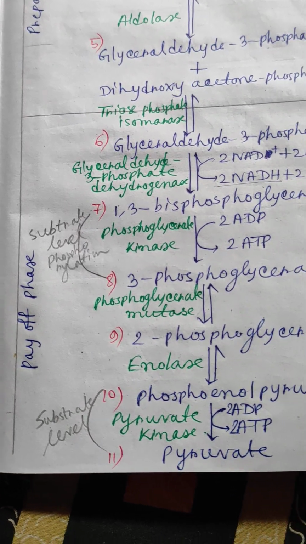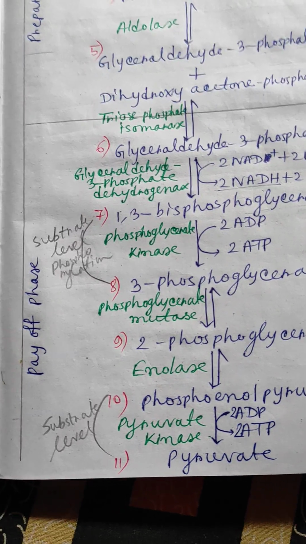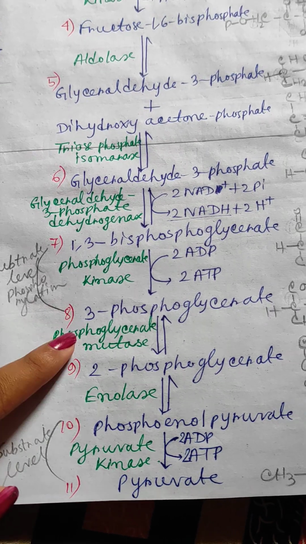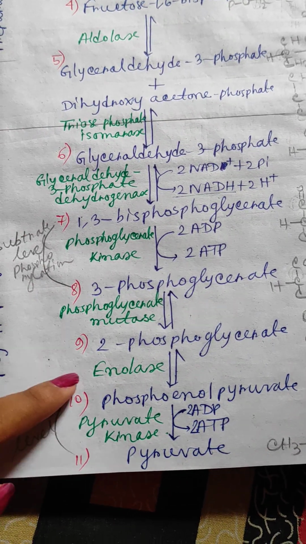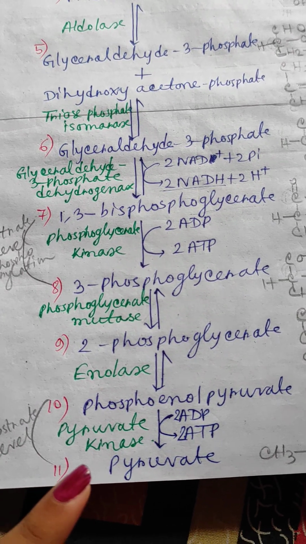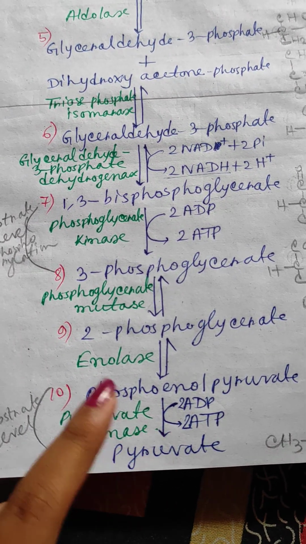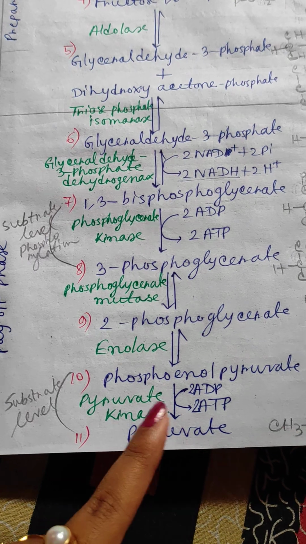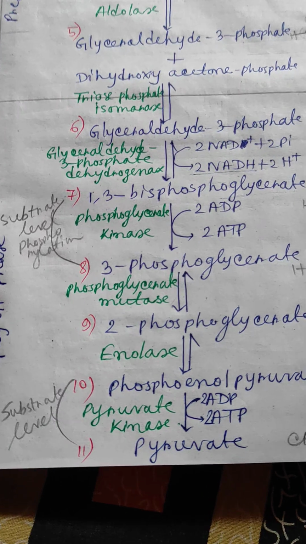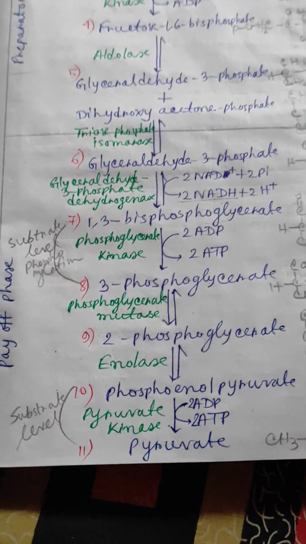The 3-phosphoglycerate is isomerized to 2-phosphoglycerate by phosphoglycerate mutase enzyme. Then 2-phosphoglycerate is converted into phosphoenolpyruvate, or PEP, by the enolase enzyme. Further, phosphoenolpyruvate is converted into pyruvate or pyruvic acid by the enzyme pyruvate kinase. This is catalyzed by the enzyme pyruvate kinase.